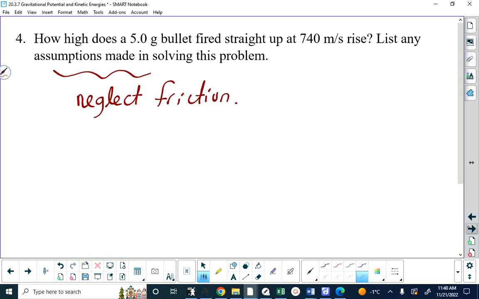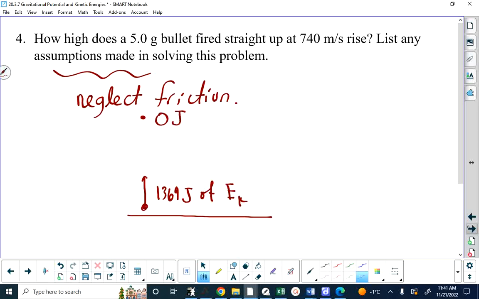1369? So this bullet, when it leaves the ground, here's the ground, this bullet is moving up, and it has 1,369 joules of kinetic energy. It's going to rise to some point up here, and if it's the highest point, it's going to stop. For an instant, right? Like literally an infinitesimally small period of time, it stops and then changes direction. And that means that it has 0 joules of EK at the top.